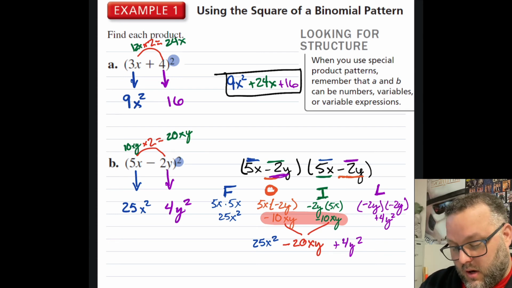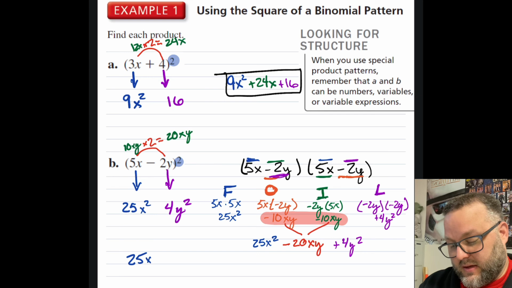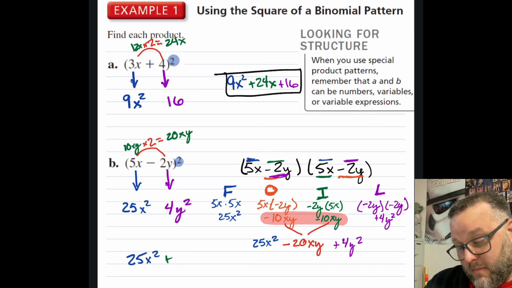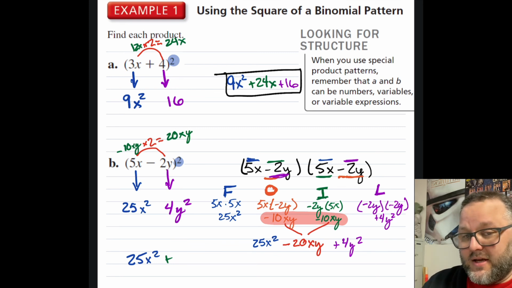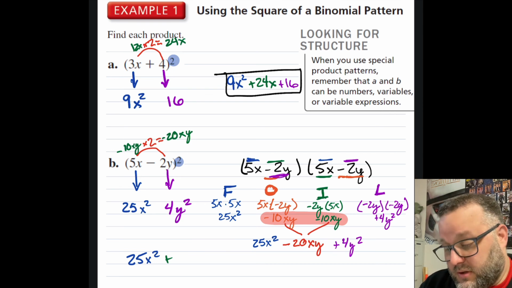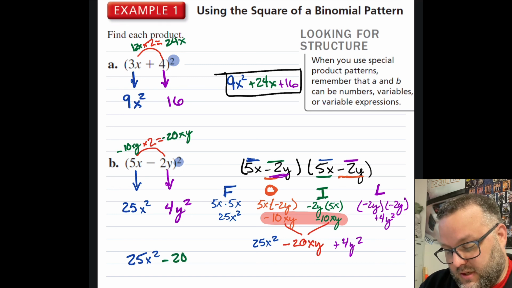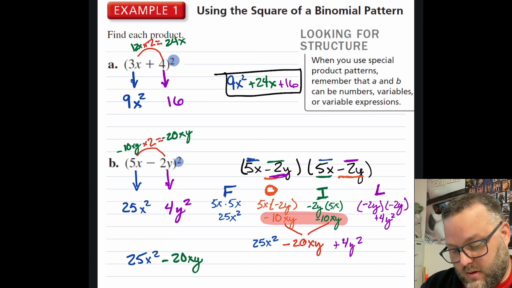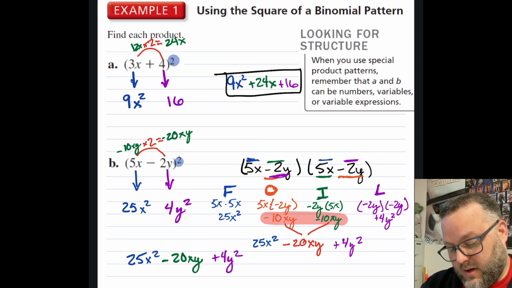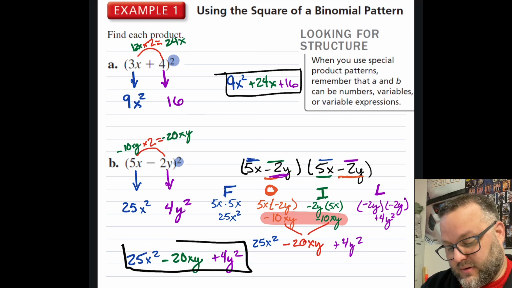So I can rewrite this as 25x squared, nope, hold on, minus, because that's supposed to be a negative 10x, because it was 5 times negative 2, not just 2. Sorry, I made a common mistake. I'm glad I caught myself. So we need to come down here. There we go. So we have minus 20xy. And lastly, we have plus 4y squared. And we have our answer for B.